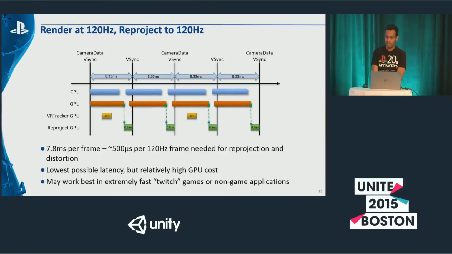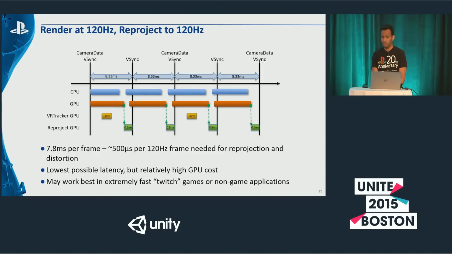Now, in this case, your game renders at 120 hertz and reprojects at 120 hertz as well. So this is your perfect situation with the lowest possible latency. But as you can see here on the last line, we included another little task. So there's a slightly higher GPU cost as a result of the reprojection. So here, the reprojection is happening at 120 hertz as well.